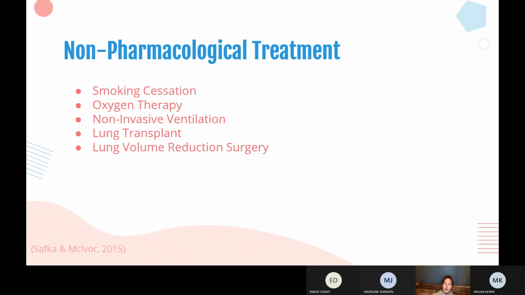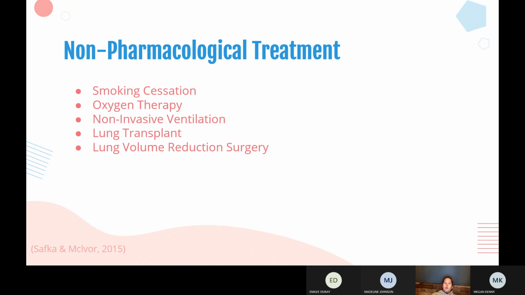So for the non-pharmacological treatment, the first thing would be smoking cessation. When somebody is diagnosed with COPD, the cessation of smoking is the most effective way to slow down the progression of COPD while also reducing the mortality rate.